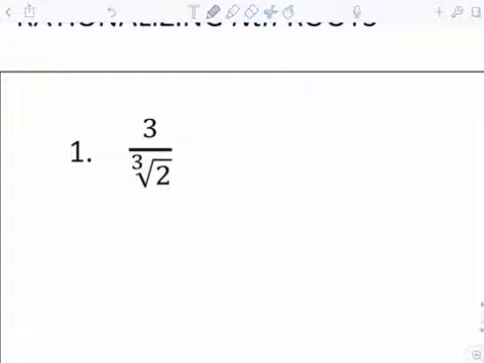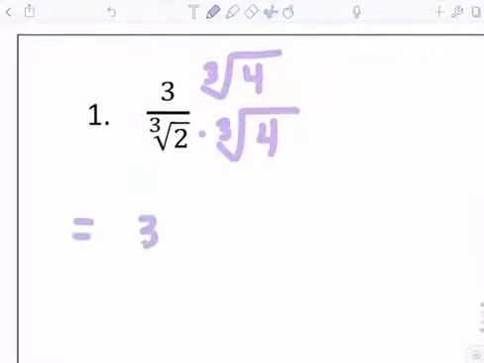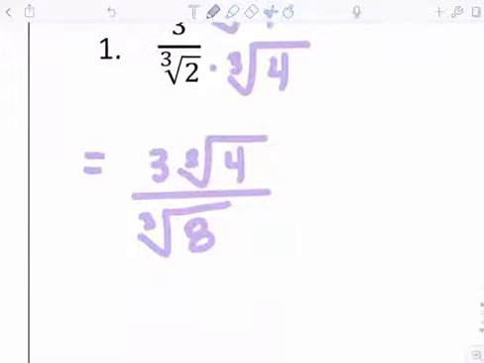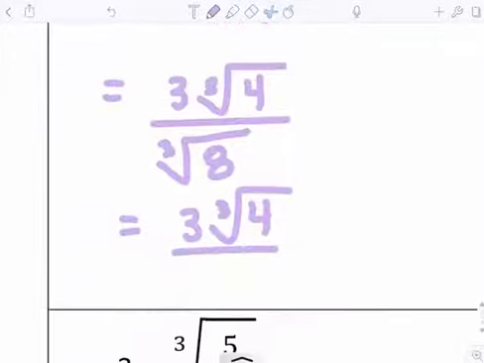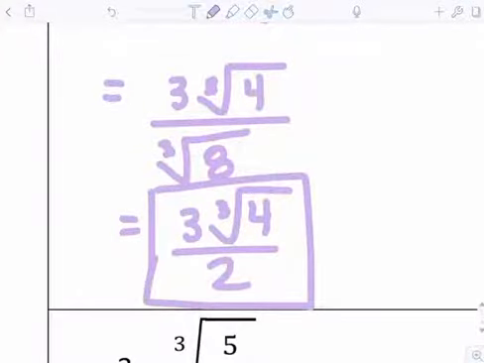Well, I only have one 2. So that means I need to multiply by 2 more 2s. So 2 times 2, that would create 4. So I'm going to multiply by the cubed root of 4. So that becomes 3 cubed root of 4 over the cubed root of 2 times 4, that's 8. So that simplifies to 3 cubed root of 4 over the cubed root of 8, which we know is 2, because we created that perfect cube by multiplying 2 by itself 3 times. And that's our final answer because there's nothing else we can simplify.